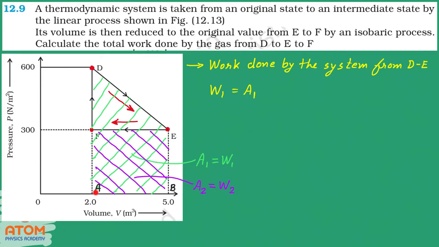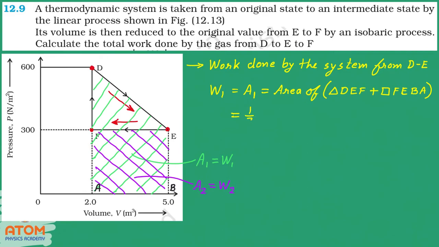Now, look, this total area can be found by adding the area of this triangle plus the area of this rectangle. So, I will write that A1 is equal to area of triangle DEF plus rectangle FEBA. Alright. Now let us find out.